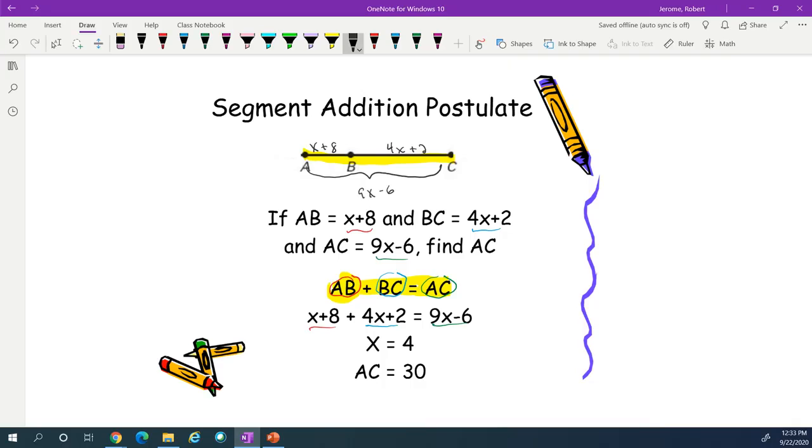Labeling your picture is really important in geometry. It lets you visualize what's going on. When I look at that, it makes sense. The two little pieces make up the whole thing. Well, that's it. Add them together.